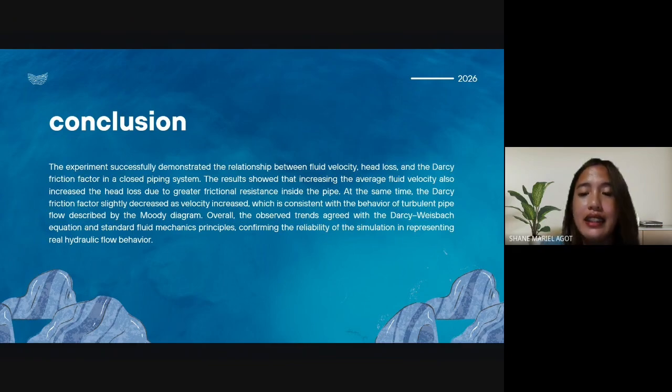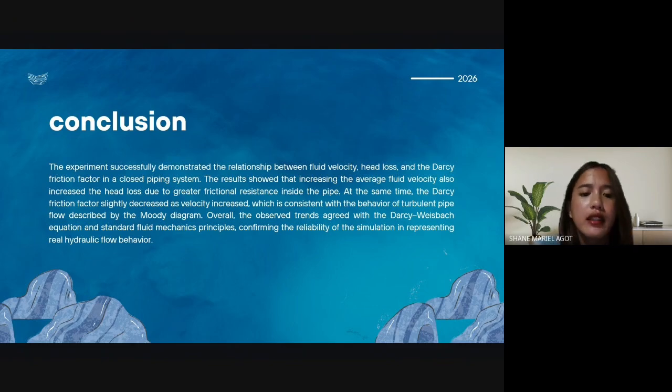As the velocity increases, the friction factor slightly decreases from 0.0284 to 0.0266. This behavior agrees with the Moody chart diagram for turbulent flow, where higher inertial forces reduce the effect of wall roughness on flow resistance.